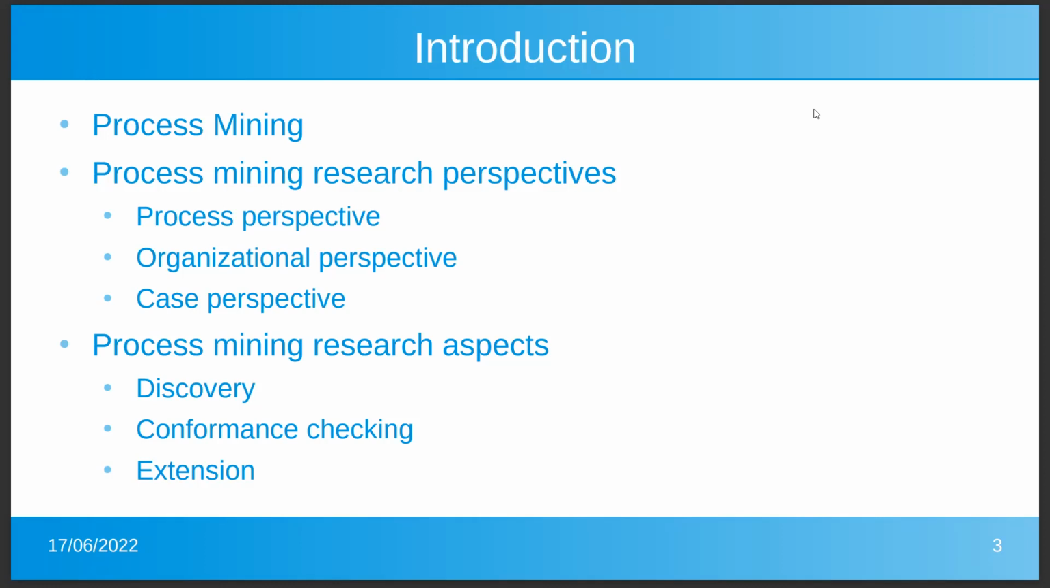Process mining research perspective has three elements: process perspective, which focuses on the ordering of business process activities. Organizational perspective focuses on performers involved in the process model. And case perspective focuses on the properties of the case.